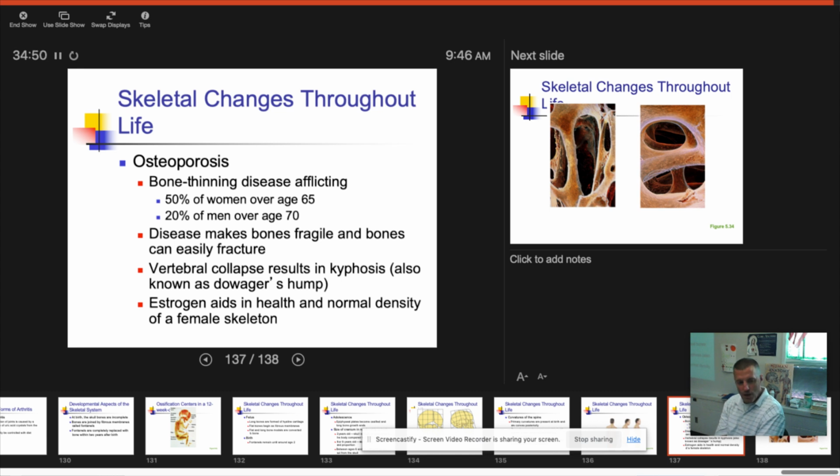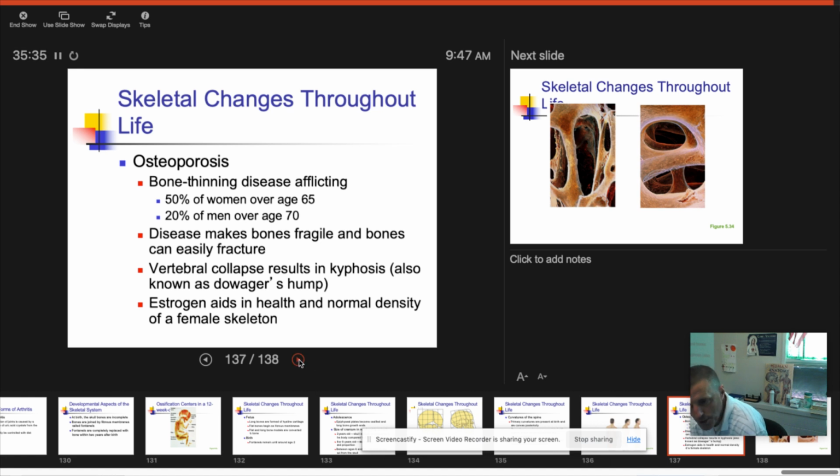Also, here it talks about vertebral collapse resulting in kyphosis, also known as dowager's hump. You may be familiar with some people who, when they get older, get a very extreme hump in their shoulders. It's fairly common, but it's really a sign of osteoporosis. In my dad's family, the women, one of his sisters and his mom, their upper back had collapsed to such a degree that they could hardly hold their head up. So it can be quite damaging.